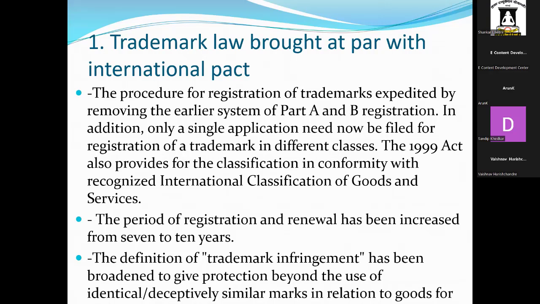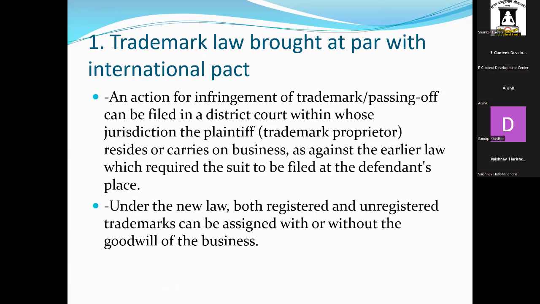The period of registration is 10 years, and there is an action for infringement for deceptively similar marks in relation to goods. So what is infringement? Suppose I have patented a product, and there is a place near Mumbai, Ulhasnagar, where they are making many duplicate products. So they are committing infringement of trademark and patented products. Under the new law, both registered and unregistered trademarks can be assigned with or without the goodwill of the business.